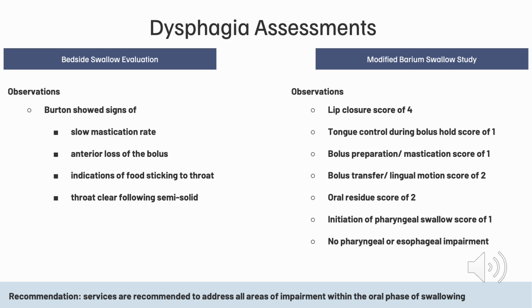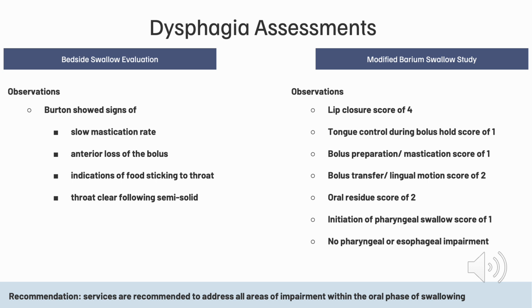The results of this revealed that Burton had a profuse escape of liquids between the lips beyond the chin, which is a score of 4 on lip closure. The bolus escaped to the right lateral buccal cavity, which is a tongue control during bolus hold score of 1. He had a slow, prolonged mashing and chewing with complete recollection, which is a bolus preparation score of 1.